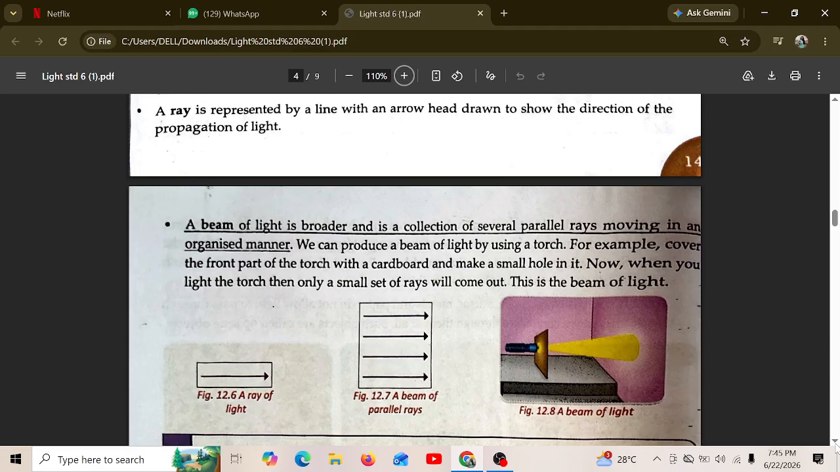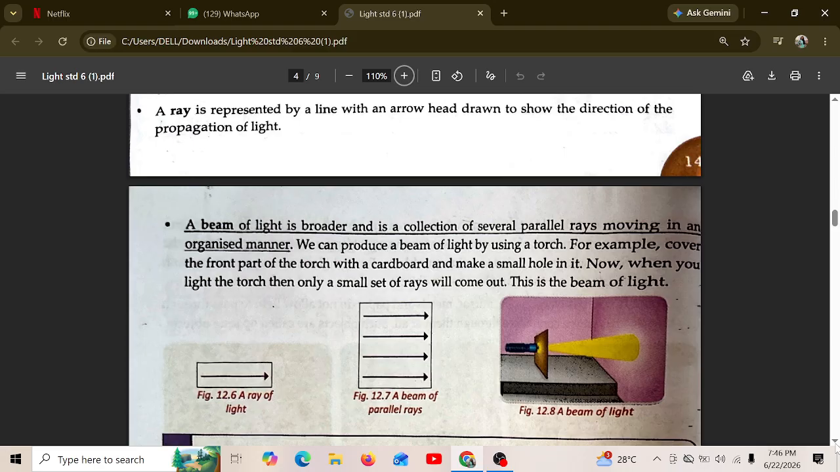If we cover the front part of the torch with a cardboard and make a small hole in it, then when you light the torch, only a small set of rays will come out. This is the beam of light, children. So, I hope it is clear, and you are able to understand what a ray is and what a beam of light is.